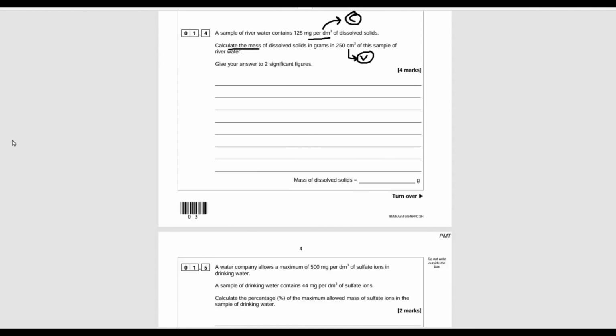And then the question is actually asking, calculate the mass. And that is symbol M for mass. And that should trigger you to go, oh, there's a triangle. I know this off by heart. And if you don't, put it on a revision card. You need to learn it off by heart. It's the key to you getting full marks on this. So it's mass over concentration times volume.